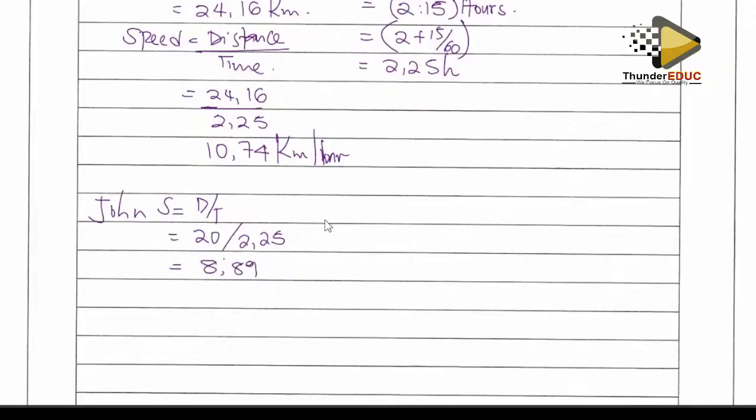8.89 kilometers per hour. So John covered 20. So, who was the fastest? This is Adam, because he covered a bigger distance in the same period, yet John covered a smaller distance in the same period of time. A car that travels at 10 kilometers per hour is faster than the one that drives at 8 kilometers per hour. So Adam was the fastest.